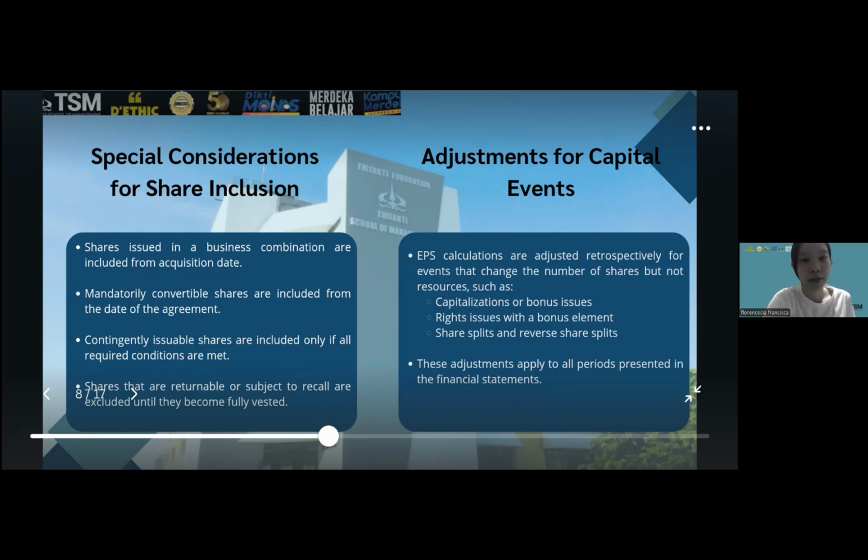And sometimes companies change their shares without getting more money, like giving bonus shares or splitting the shares. In these cases, EPS must be adjusted for all periods shown, even for past years, to make comparisons fair. So rights issues with bonus elements and reverse splits also need adjustment.